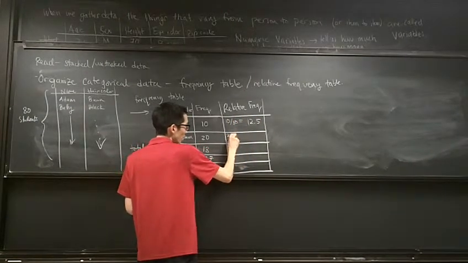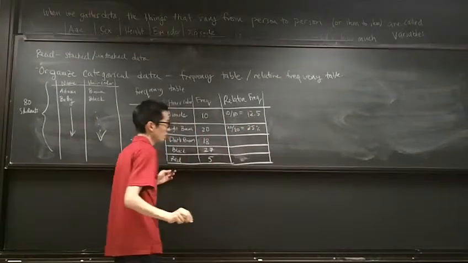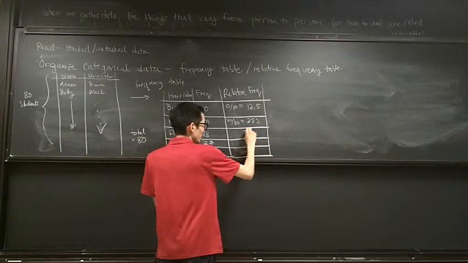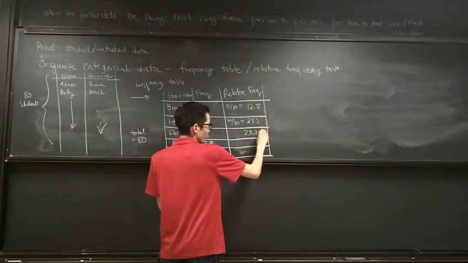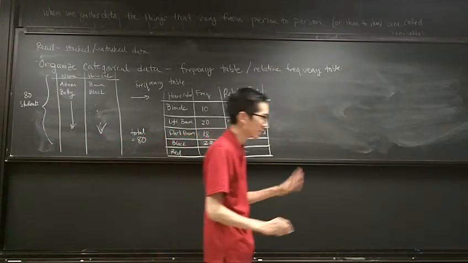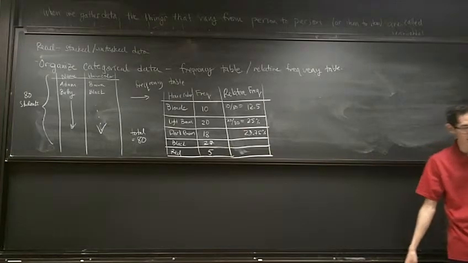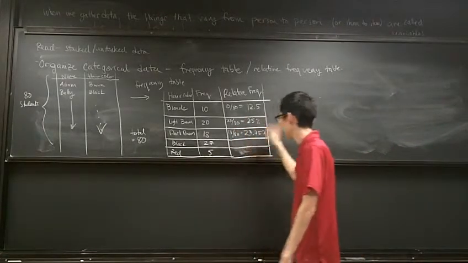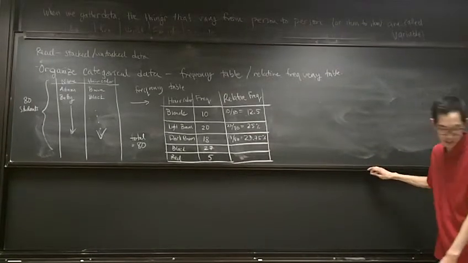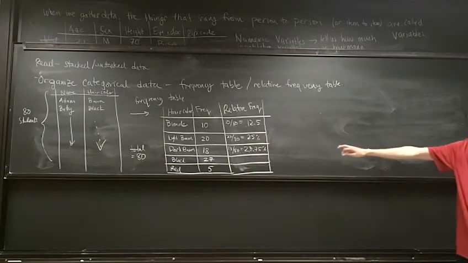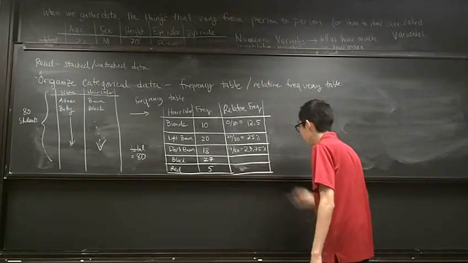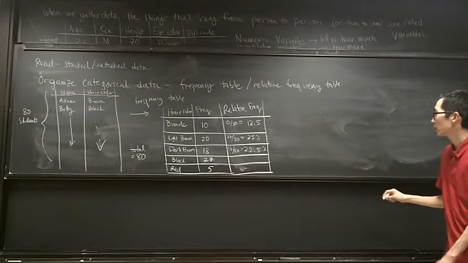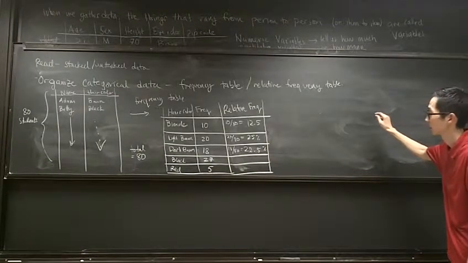And 20 divided by 80 would give me 25%. And 18 divided by 80 is a little bit more complicated. Somebody's got to do the calculations there. Anyway, you get the idea, right? Is 18 divided by 80 23.75? 22.5. Thank you. And so on and so forth. So that's a relative frequency table.